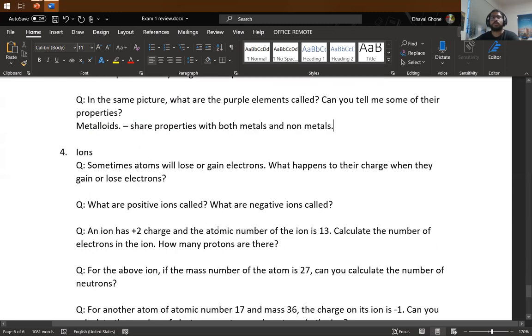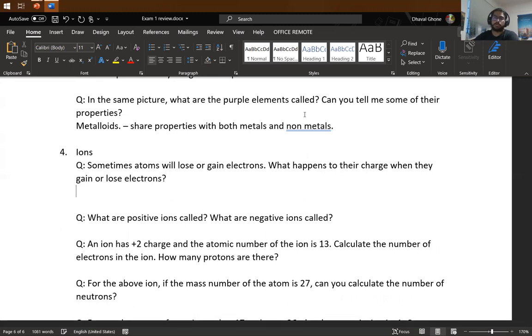But I'm going to keep moving on with ions. Okay, ions are formed when atoms gain or lose electrons. And so the first question is about that. Sometimes atoms will gain or lose electrons. What happens to their charge when they gain or lose electrons? So think about it and let me know.